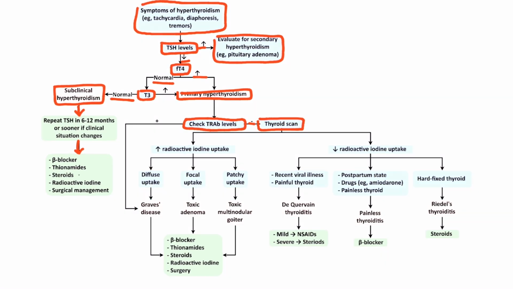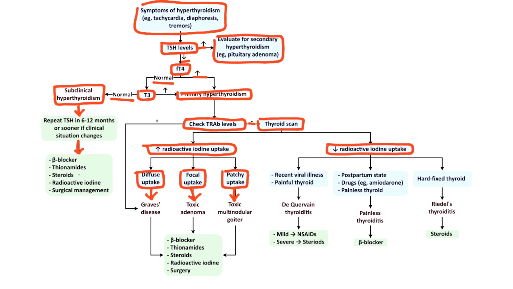If the uptake is increased, then we have 3 possible outcomes. First, when the thyroid has a diffusely increased uptake, this suggests Graves' disease. Other possibility could be to find either a focal uptake, which means that it is a toxic adenoma, or a patchy uptake that is suggestive of toxic multinodular goiter. On the other hand, if the thyroid gland has a decreased radioactive iodine uptake, then we should think about thyroiditis, which will be covered later in the lecture.